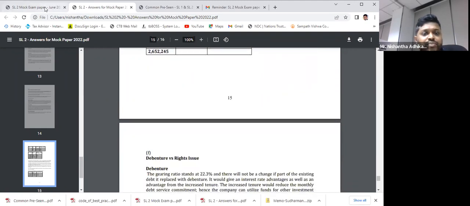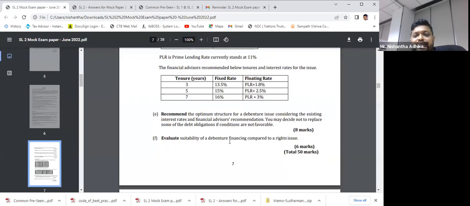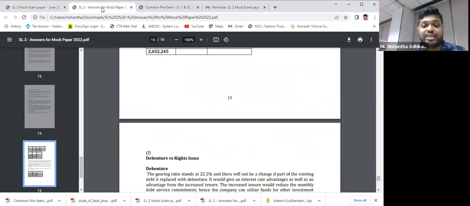Then final question. Evaluate the suitability of debenture financing compared to right issue, like debt financing and equity financing. Debt financing, you have the fixed commitment, you have the settlement, right? Debenture, your gearing will go up, then if you are a highly geared company, it is not a suitable investment option. You can see the answer.